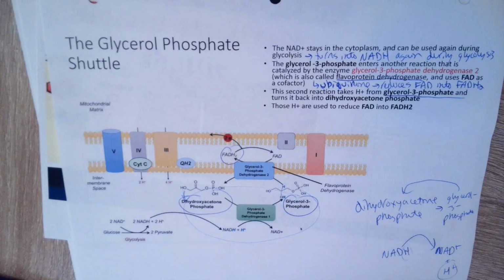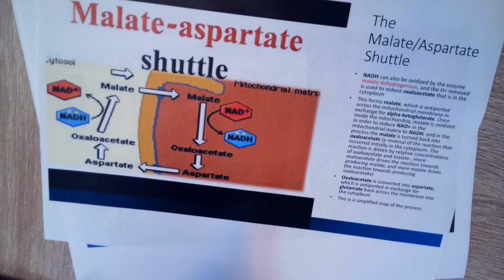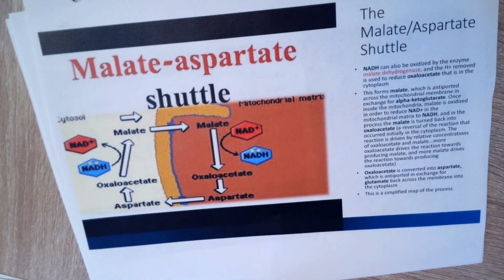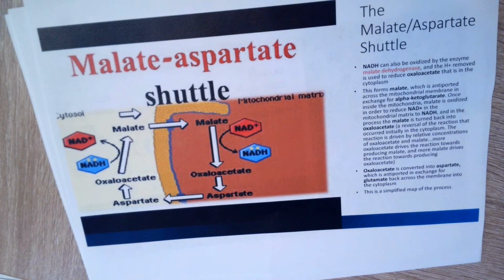Okay, so our next shuttle that we're going to talk about is the malate aspartate shuttle. Just another way of getting the hydrogens or the electrons from the NADH into the mitochondria. So we'll pause this video here, and we'll do a separate video for the malate aspartate shuttle.